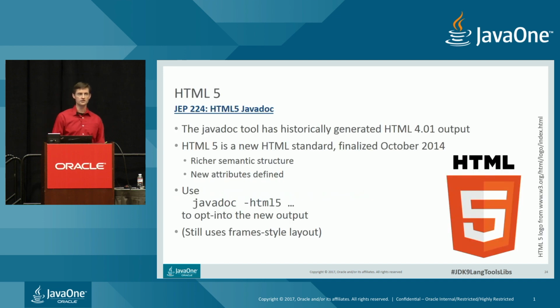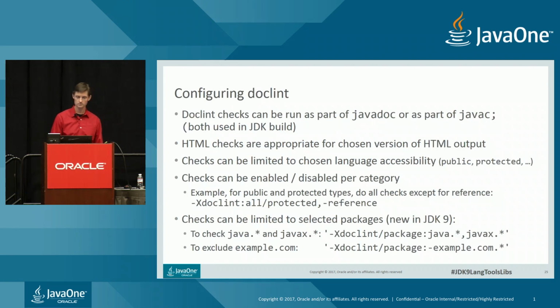So for many years, Javadoc has output HTML 4.01. A few years ago, HTML5 was a new standard. And now Javadoc has an option to output HTML5 instead of the older HTML 4.01. And this is the version of HTML we use for the JDK documentation now.